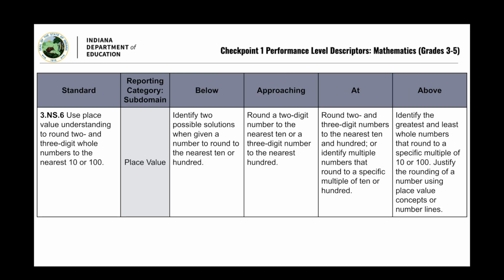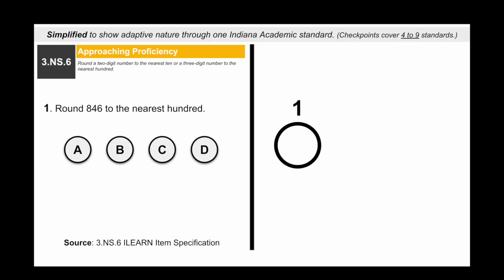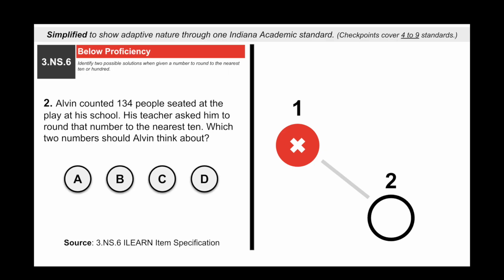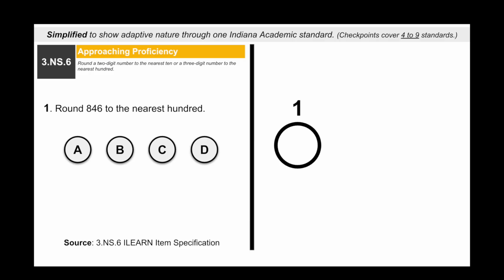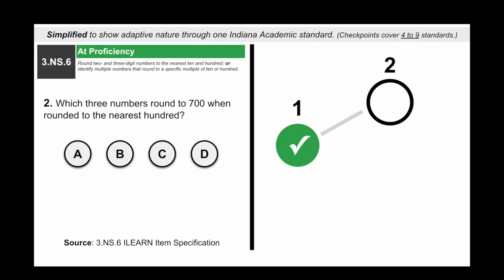Here's a simplified example of how the assessments can make adjustments through one academic standard using the performance level descriptors and item specifications. Let's say a 3rd grade student starts a math checkpoint on the approaching proficiency level for standard 3.NS.6. If they get the first question wrong, the next one for that standard will be easier, such as a below proficiency item. If they get it right, the next one will be harder, such as an at proficiency item.